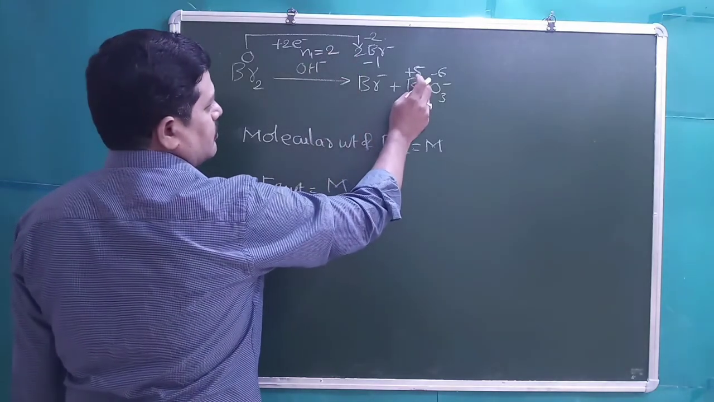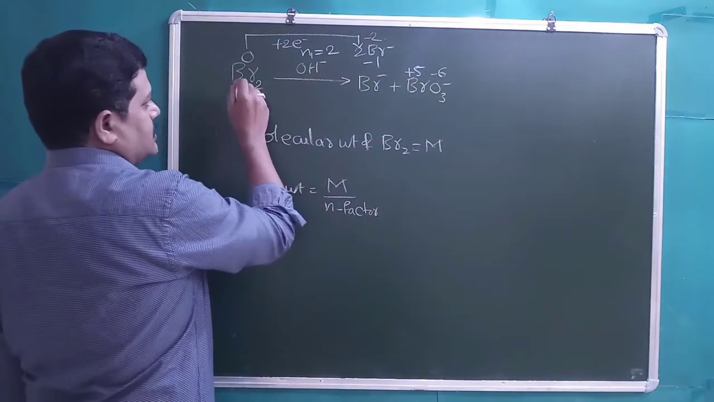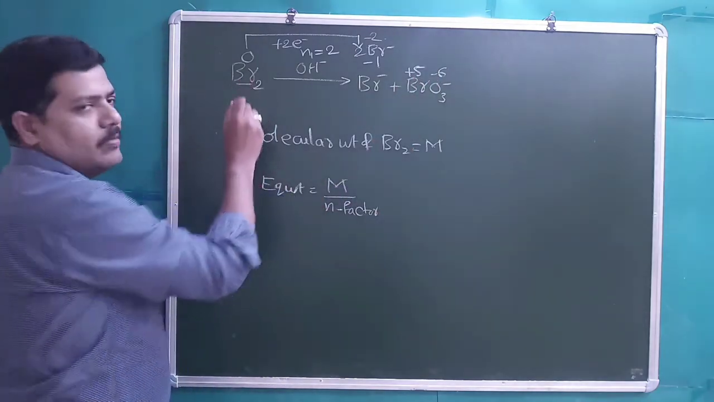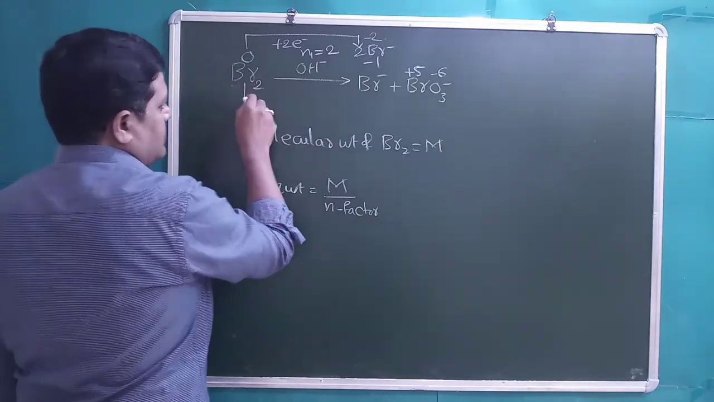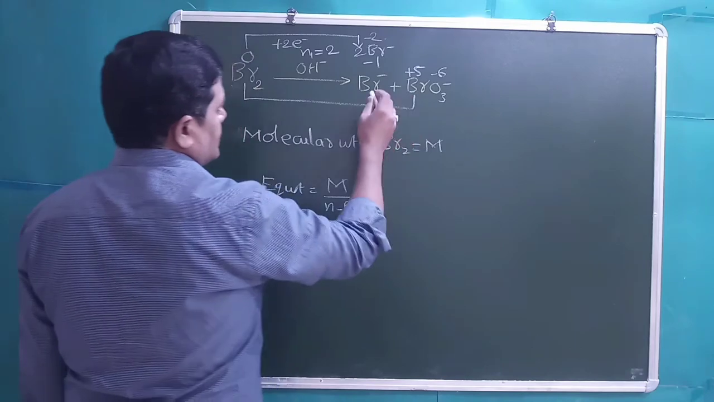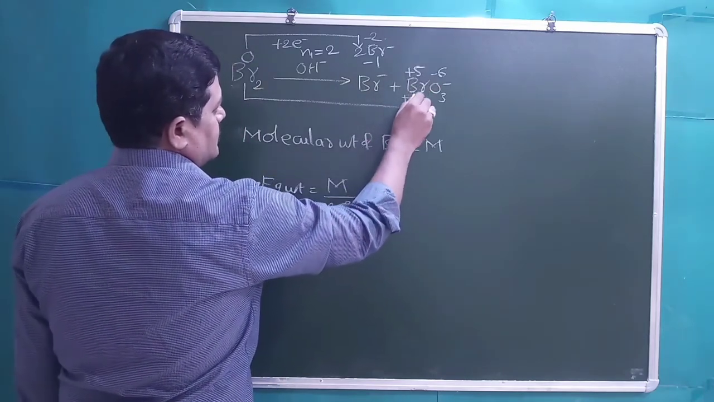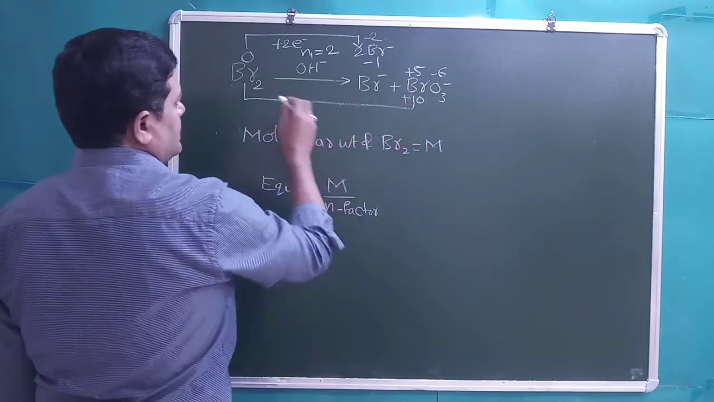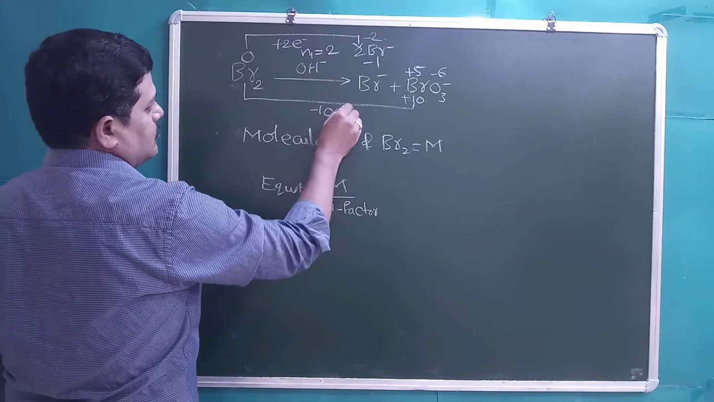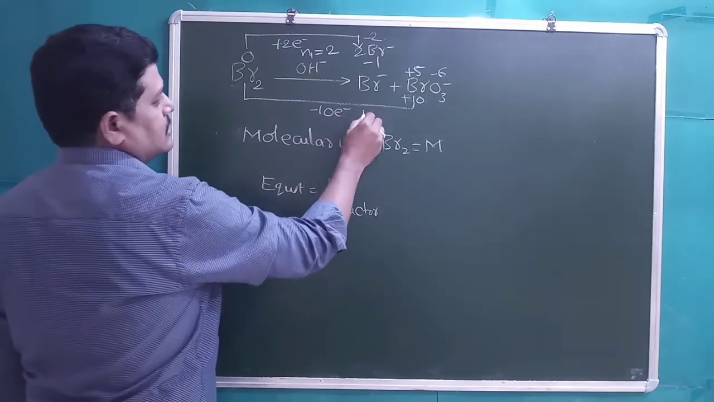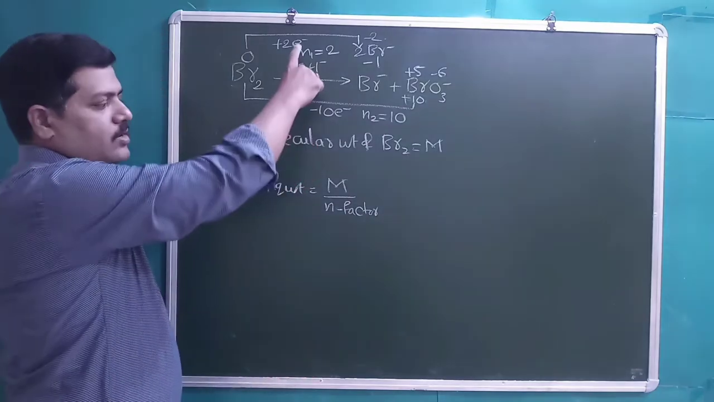Similarly, for the BrO3-, 1 bromine is +5, and because we have 2 bromine atoms in the Br2, we need to calculate for 2 bromine atoms. For 2 bromines it is +10. Then the number of electrons lost is 10 electrons for 2 bromines. This is N2. N2 is equal to 10, and N1 is equal to 2.